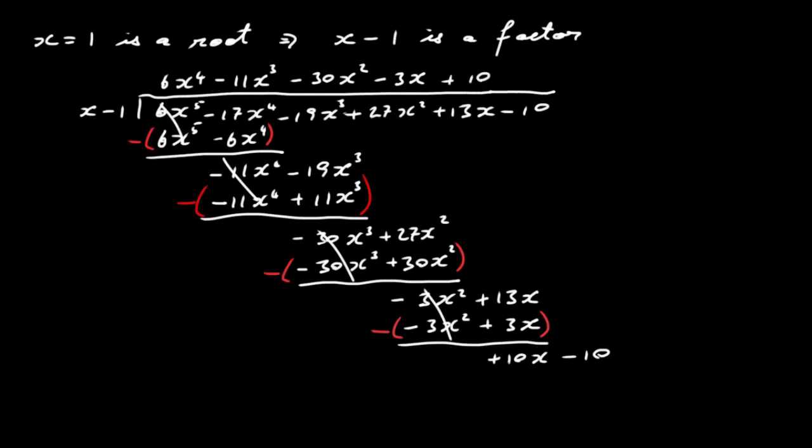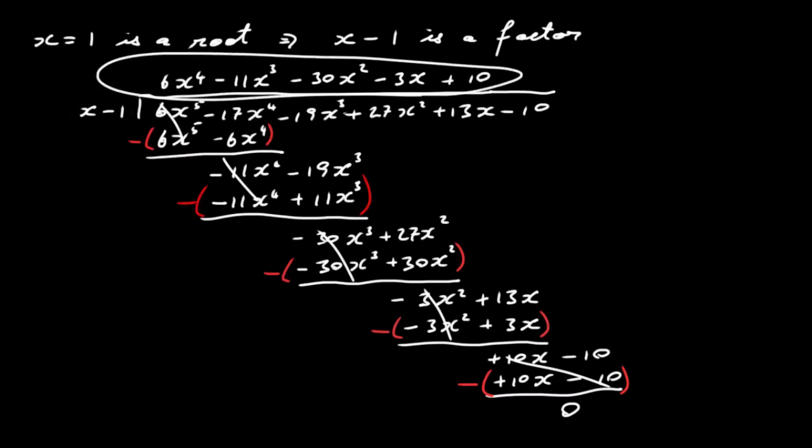Multiply, 10 times x is plus 10x, plus times minus minus, 10 times 1, 10. Put a line underneath, and you can see here that if we subtract these two, we will get 0 remainder, which means this was the factor that we determined initially, so this thing here is another factor.